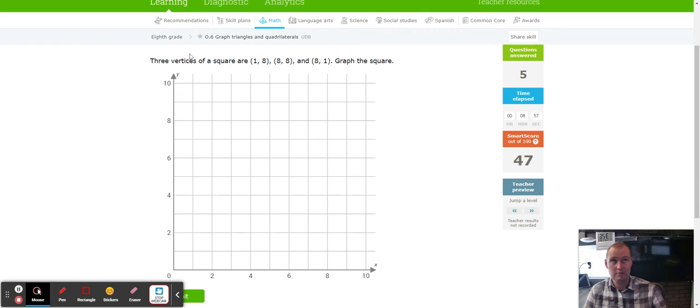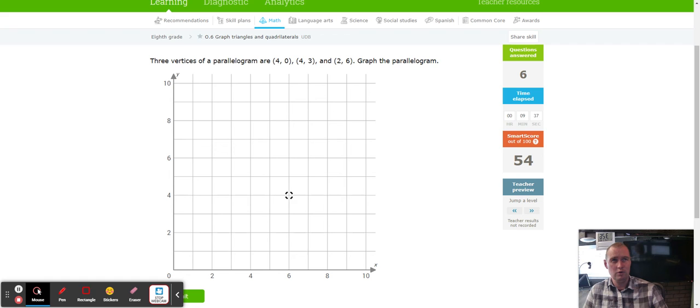So here we go. We got another one very similar. 3 vertices of a square. Last time I checked, a square has 4 vertices, but they're only giving us 3. So we're going to fill in that missing vertex. Here we go. Right 1, up 8. Next up, over 8, up 8. And last but not least, right 8, up 1, which means our final vertex should end up at 1, 1. And does it look like a square? Looks like a square to me. This looks good.